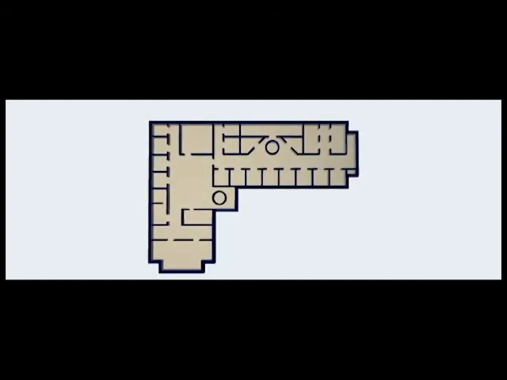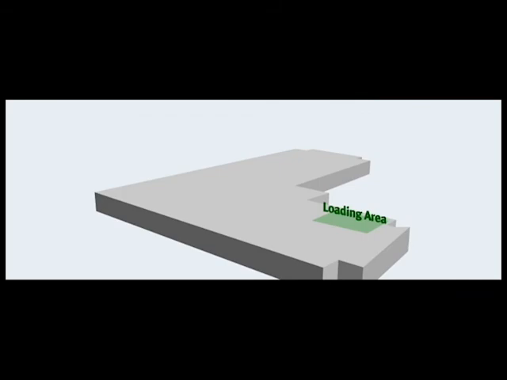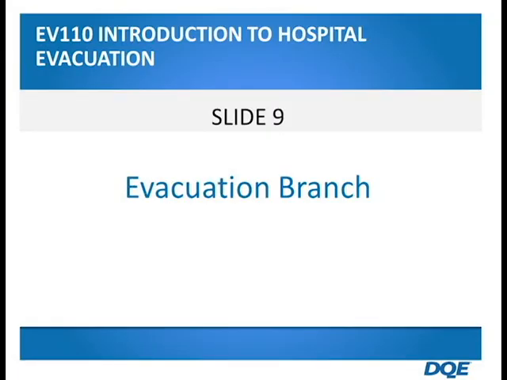Horizontal movement teams will move patients from a unit to a designated patient holding area on the affected floor. Vertical movement teams will move patients from a patient holding area on the affected floor to a patient loading area on the ground floor.